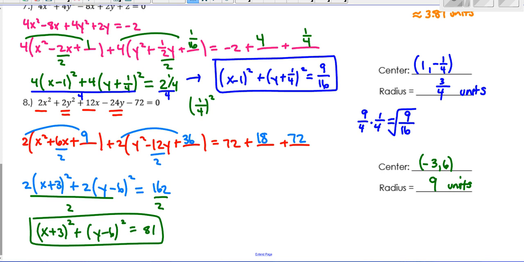On Monday, we're going to do some more writing and some more moving of circles around and answering some questions now that I can write all these forms.